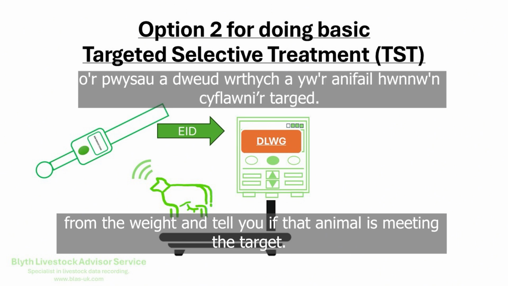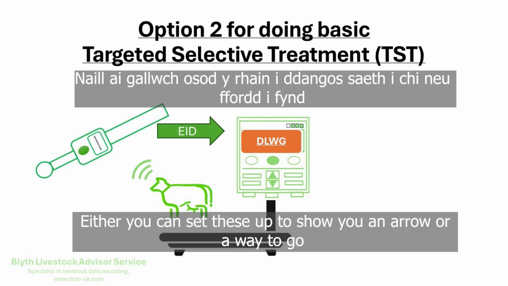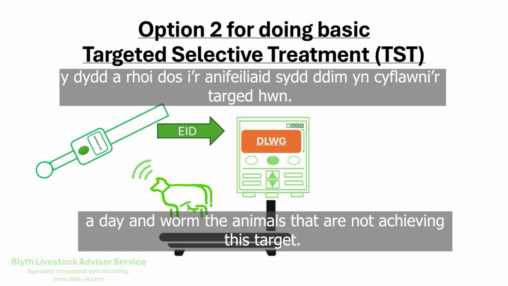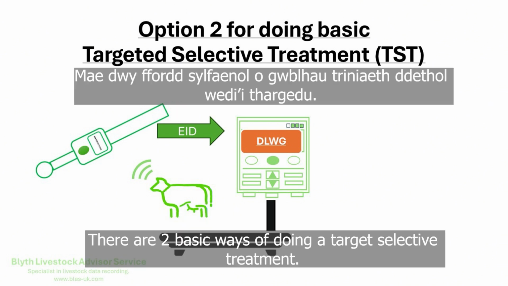weight gain from the weight and tell you if that animal is meeting the target. Either you can set these up to show you an error or a way to go that hasn't met target, or you need to know that your lamb should be growing at 150, 200 grams a day and worm the animals that are not achieving this target. There are the two basic ways of doing a target selected treatment.